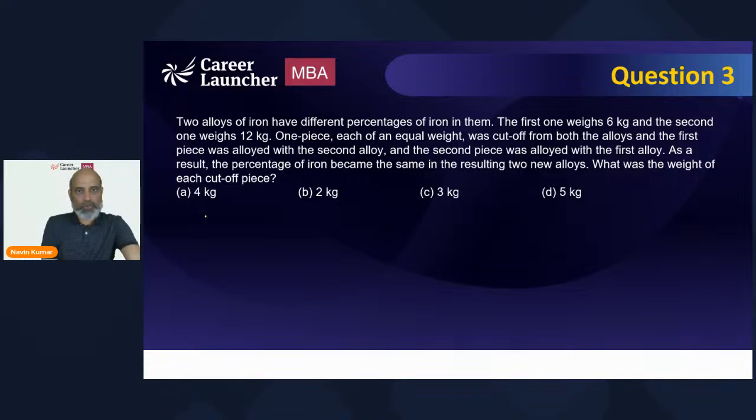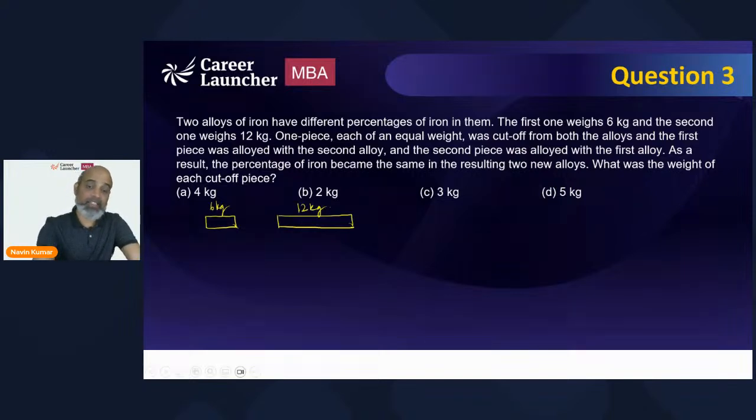So we have got two alloys. The first one weighs 6 kg. And the second one weighs 12 kg. So let's take them as bars. The first one is half of the next one. So let's use that. So this is a 6 kg alloy and this one is a 12 kg alloy.